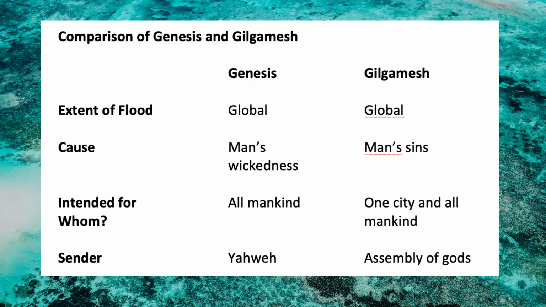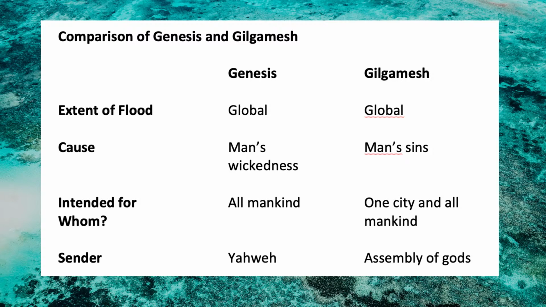So the first similarity is the extent of the flood. In Genesis, it's a global event. It claims to be global. It uses the word global. And Gilgamesh also claims to be a global event.